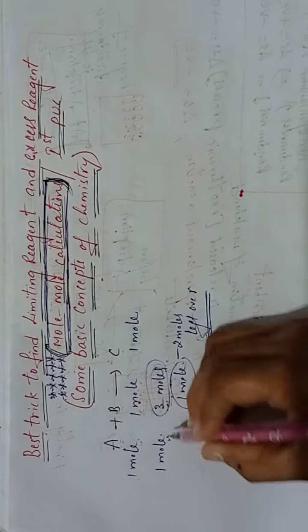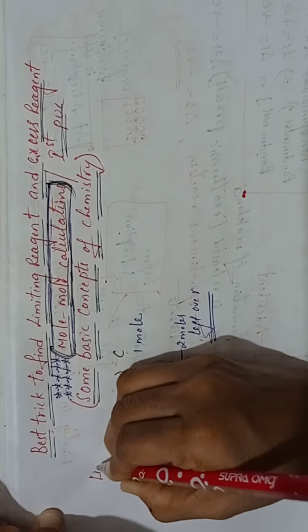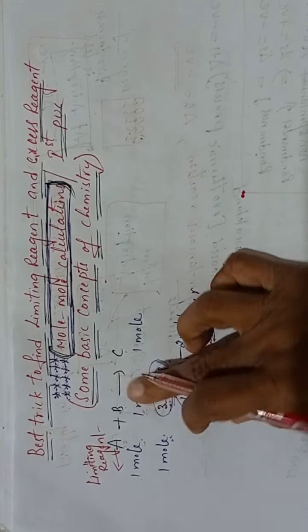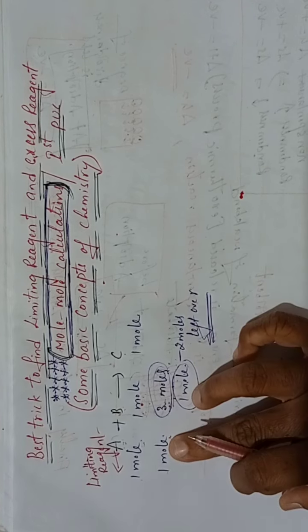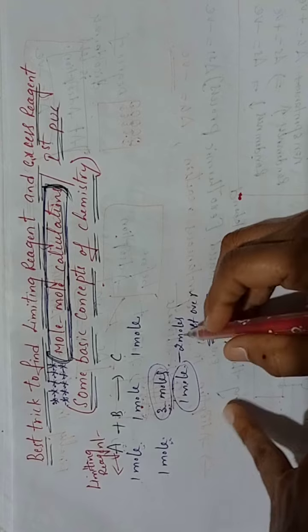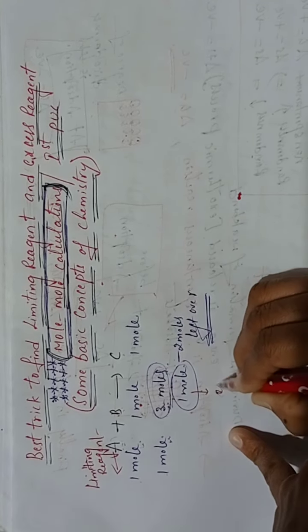Are you following? So that's why we can say that this A reactant is a limiting reagent. A reactant is which one, students? A reactant is the limiting reagent. Okay, and here B reactant, 2 moles are left over. These 2 moles will not react with A reactant. So that's why we consider B reactant as which one, students? It is the excess reagent.